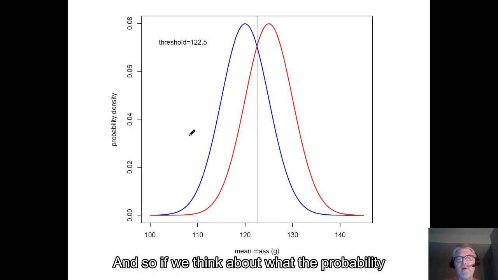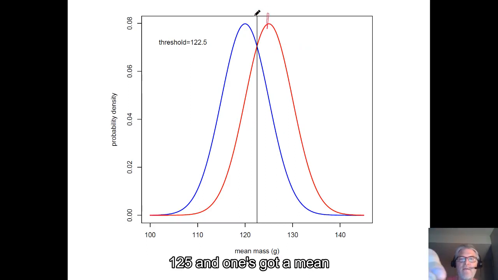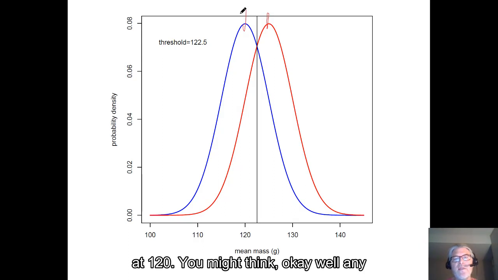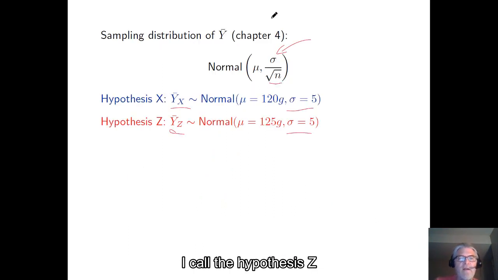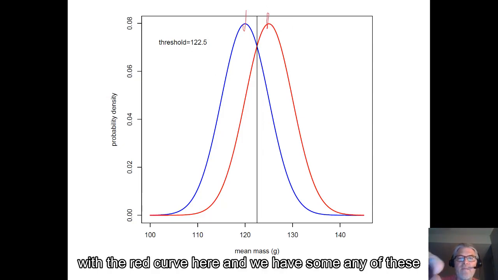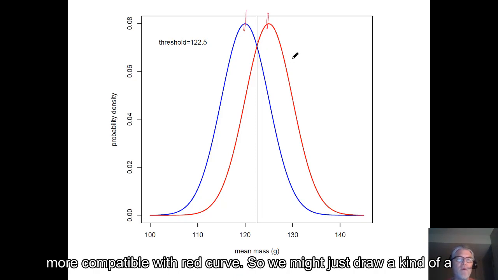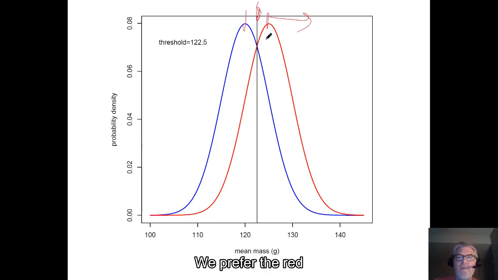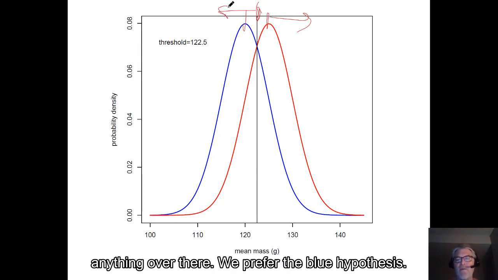And so if we think about what the probability distributions look like for those, here are two normal curves. One's got a mean at 125 and one's got a mean at 120. You might think, okay, any data that we observe where the data is better explained by, what did I call it? I called hypothesis Z the one with the larger mean. With the red curve here, any of these points where the red curve is higher than the blue curve, the data is in some sense more compatible with the red curve. So we might just draw a dividing line and say anything over here we prefer the red explanation, the red hypothesis, hypothesis Z, and anything over there we prefer the blue hypothesis.